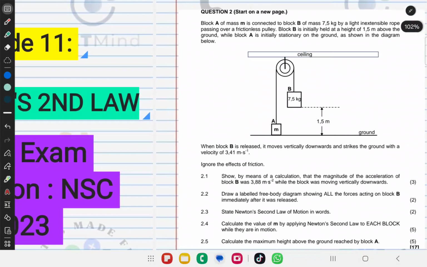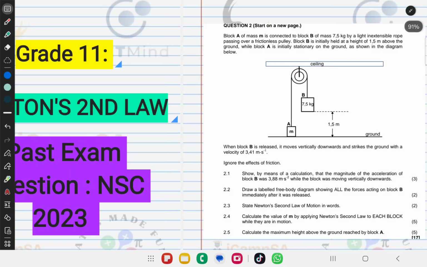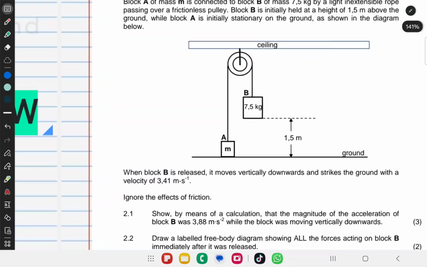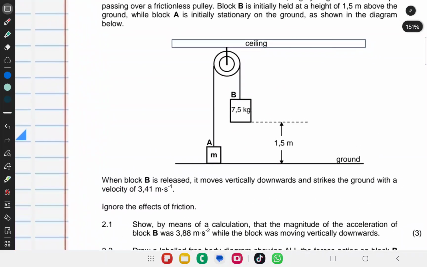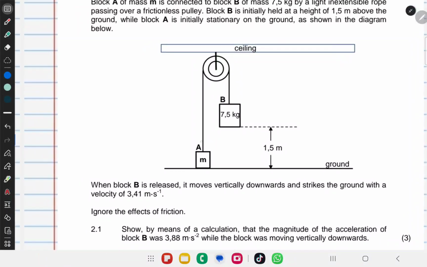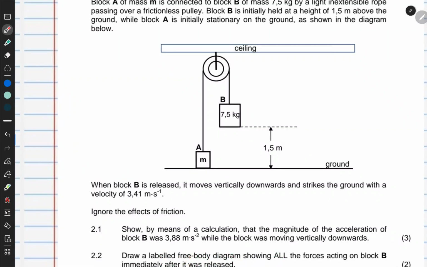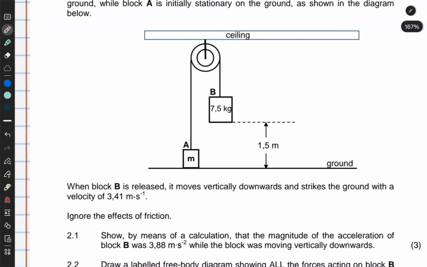So it was question 2 on this paper at least, and we were given this problem where you have two blocks, A and B, and B is held stationary at this height initially. So what does that mean? It means that block B is not stationary because of the mass of A, or the weight of A. Let's say weight, because mass doesn't really matter now. It's not stationary because of this guy, but someone is holding B initially.